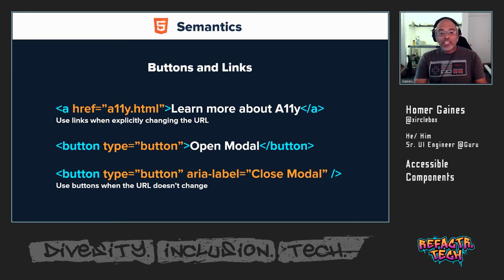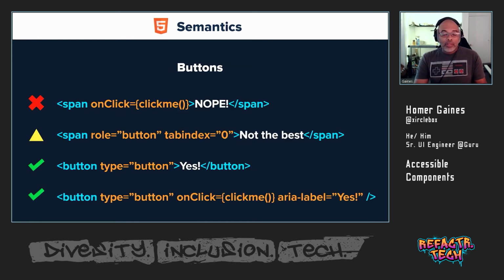If you have interaction that is not changing the URL, it may change the way that the view is presented or any other function like submitting a form, then that should be a button. And the way that we write our buttons, I'm pretty sure you can look inside your code base and you may see divs or spans that actually have interaction. Definitely don't want to do that.